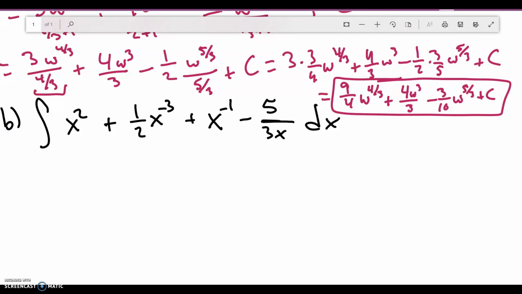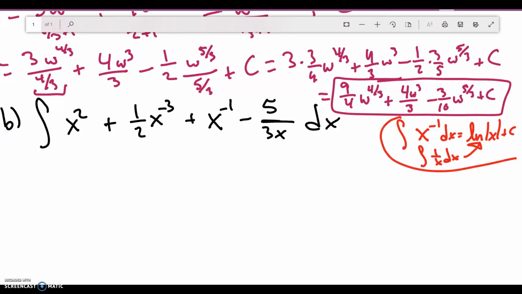How can I say this? Whenever you see an x to the -1, remember that the integral of this is always going to be ln of the absolute value of x plus c. So you're either going to see it like this, or you're going to see an integral of 1 over x dx. That also equals the same thing. So just be aware of this minor detail.